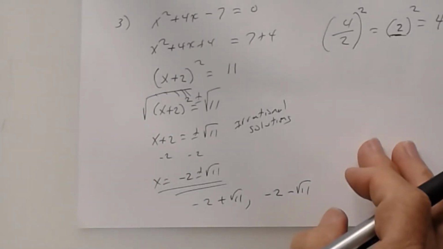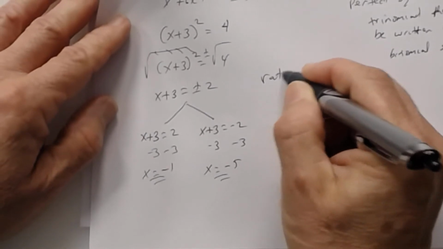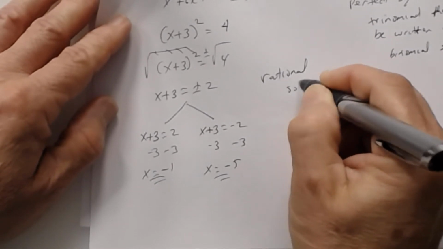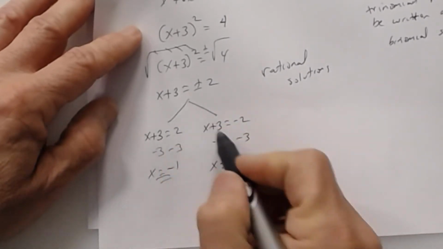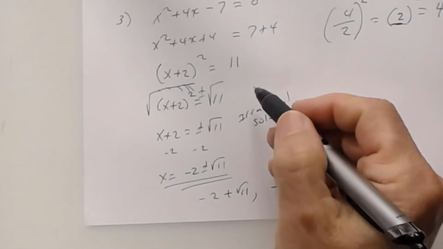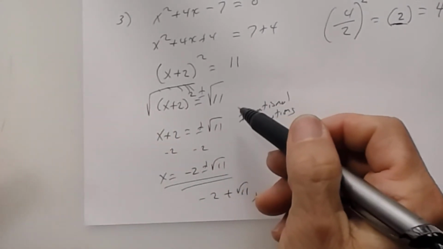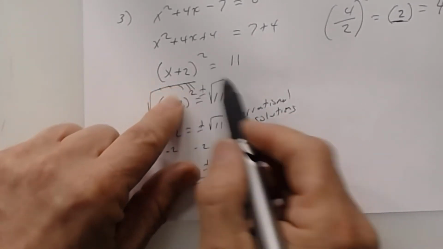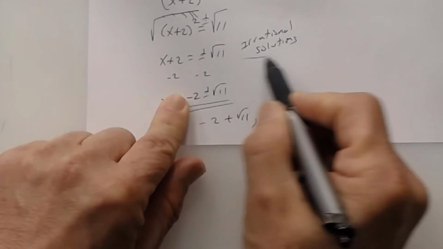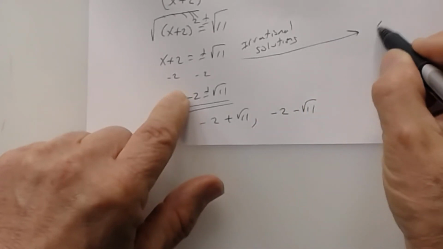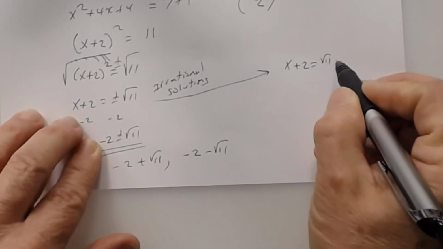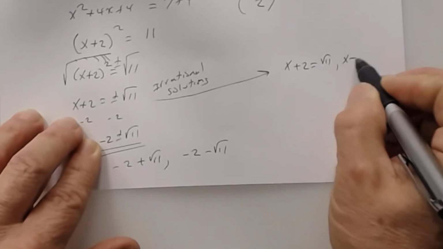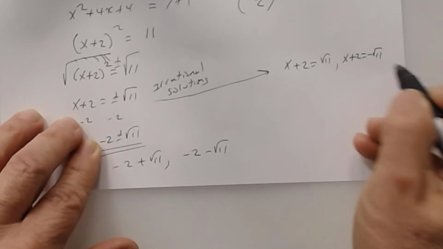Now, remember when we did the previous 2 problems, we ended up with rational solutions? So since we ended up with our solution, remember I told you to split it apart? You could have done the same thing here. It does not matter. They're just irrational. So this right here, I could have done this. X plus 2 equals square root of 11, and what's the other? Negative square root of 11, right?